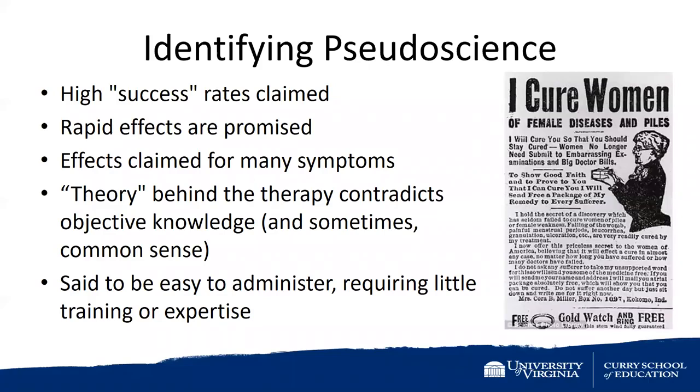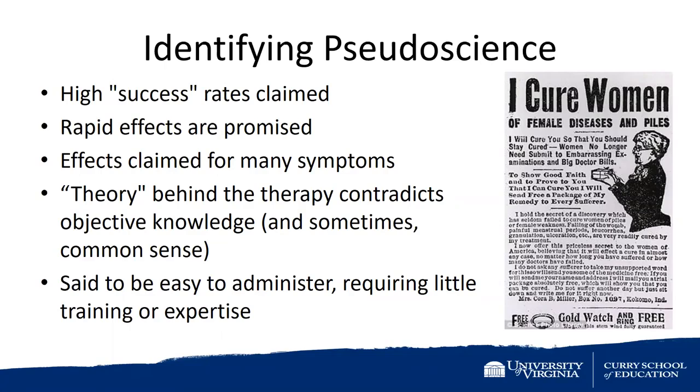So we saw, as I mentioned, in previous decades, examples of pseudoscientific interventions. Here's an example of an ad: I cure women of female disease and piles. So this is a really extreme claim, right? So when you think about it, what could possibly be out there that cures all women of all diseases? It's likely that this may be a bigger claim than the actual quality of that intervention.